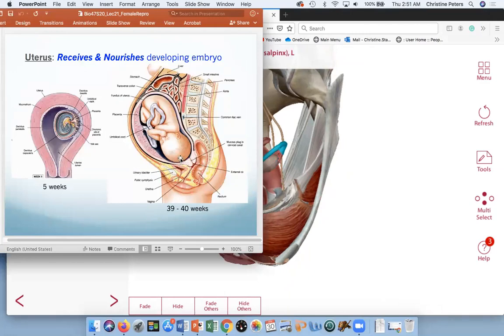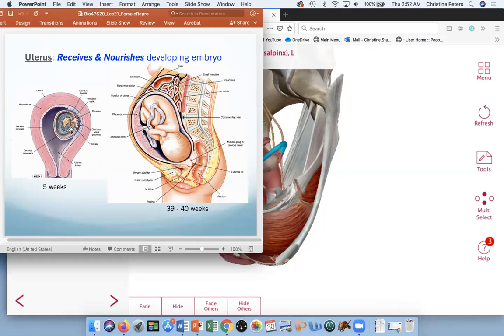This is just looking at pictures of a pregnant uterus. So this is about 5 weeks into development, and you can see this inside lining of the uterus where the embryo has implanted is going to start to enlarge. And we see that the embryo tissue is going to invaginate and cause the growth of a reproductive organ that we only see when a woman is pregnant. That's going to be the placenta.